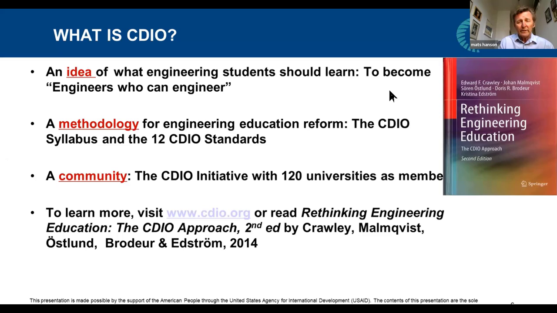He recognized together with others that engineers were becoming too theoretical. They left the practice behind and went more theoretical. So he stated that we need to educate engineers who can engineer. I think that sentence is very, very challenging and very, very good. CDIO is about a methodology. We are going to look into the standards today and the syllabus in the next session. But you should understand that this is a methodology that helps you to reform engineering education.